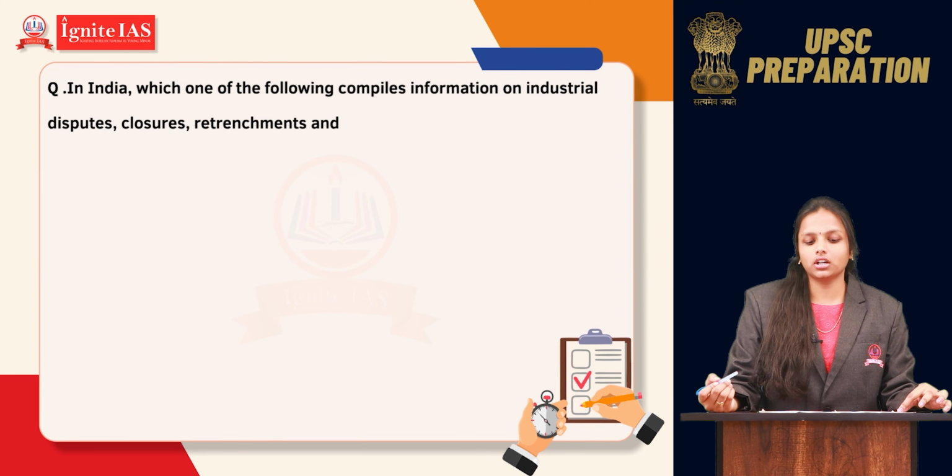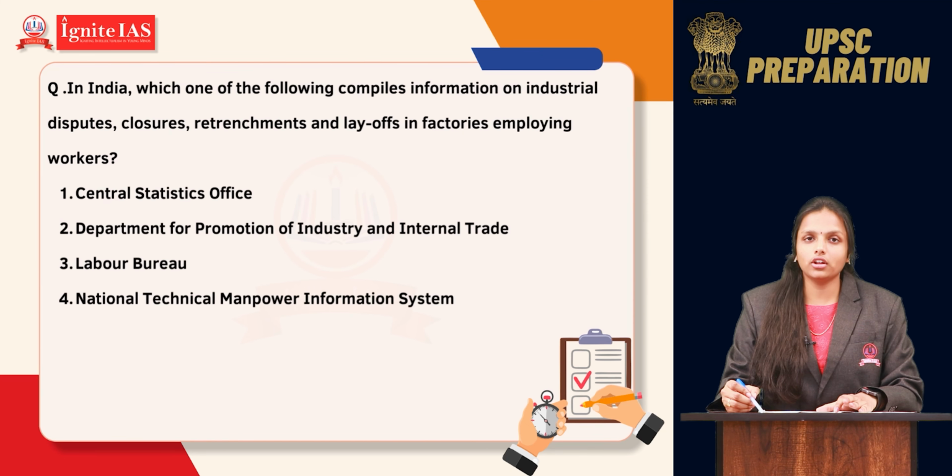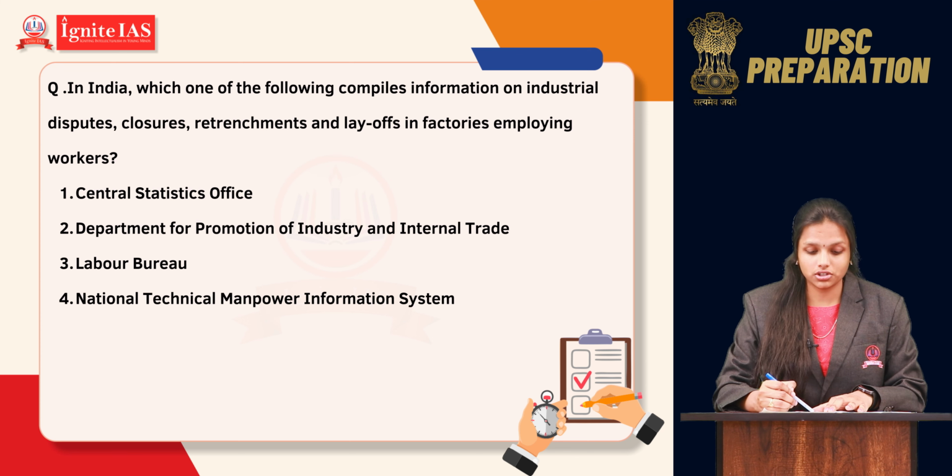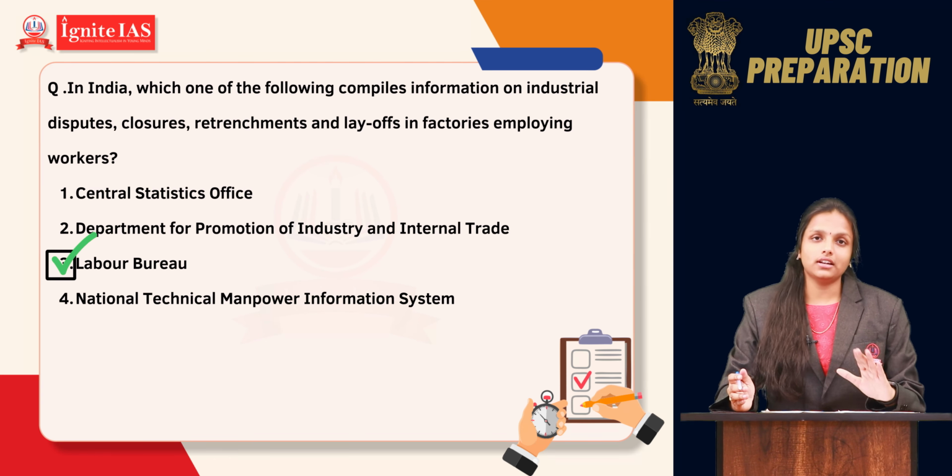Now, let's go into the third question. In India, which one of the following compiles information on industrial disputes, closures, retrenchments and layoffs in factories employing workers? Here they have given 4 organizations out of which we have to choose one. The first one is CSO, the second one is Department for Promotion of Industries and Internal Trade. The third one is Labour Bureau and the fourth one is National Technological Manpower Information System. The answer to this question is Labour Bureau.